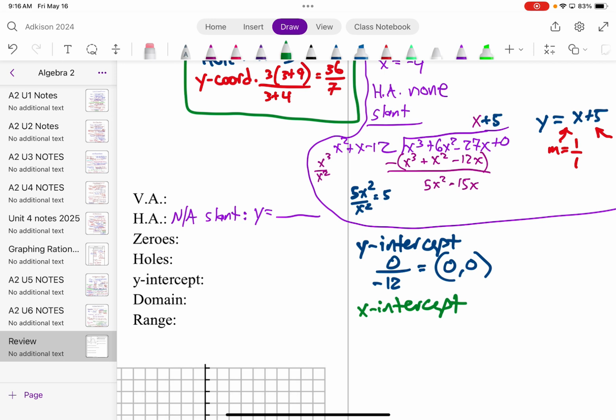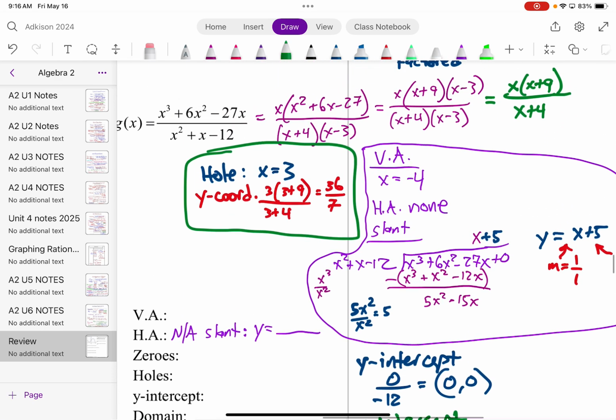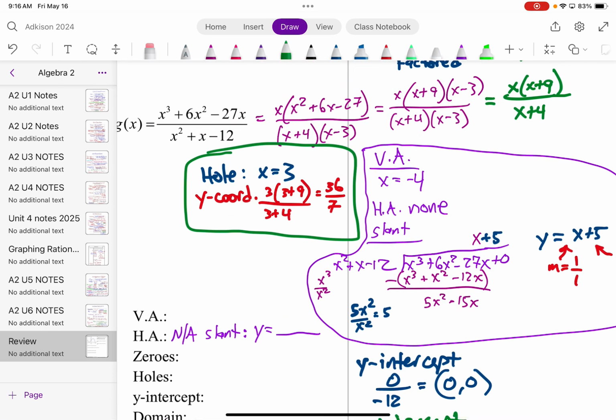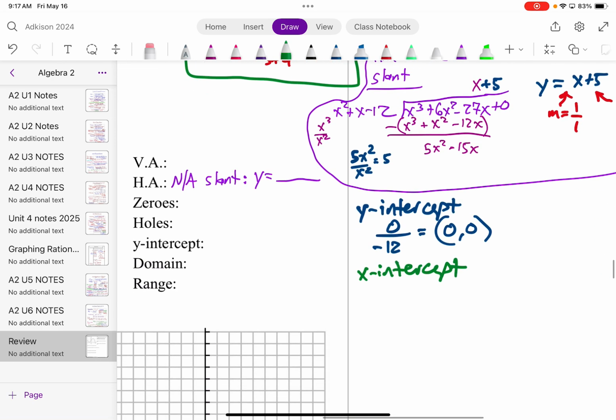You set the numerator equal to 0. Which numerator? You can use any one you want. The safest way is to do simplified, because if you set the numerator of factored form equal to 0, you're going to think you have a 0 at 3. But you have a hole there. So go simplified instead.